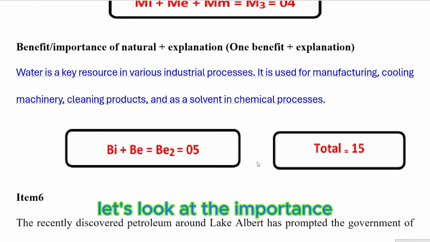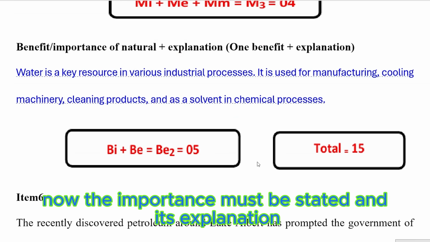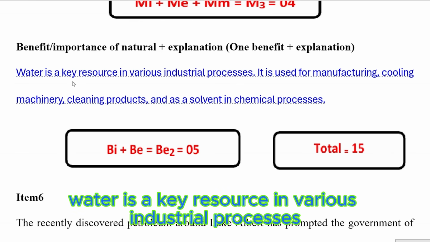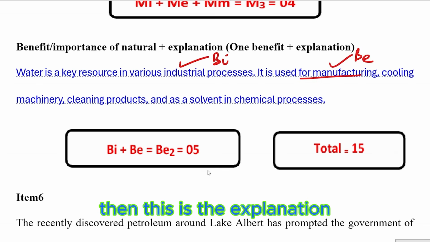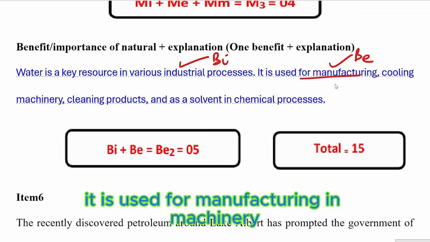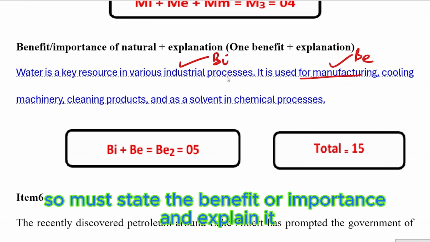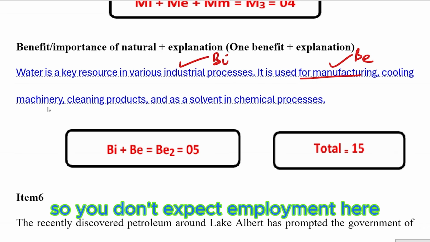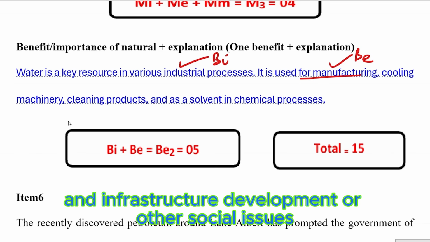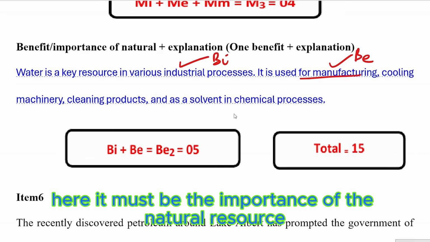Let's look at the importance. Now, the importance must be stated and its explanation. Water is a key resource in various industrial processes. So this is the benefit. Then how? This is the explanation. It is used for manufacturing and in machinery. So you must state the benefit or importance and explain it. This is not a social benefit, so you don't expect employment, infrastructure development or other social issues here. It must be the importance of the natural resource.